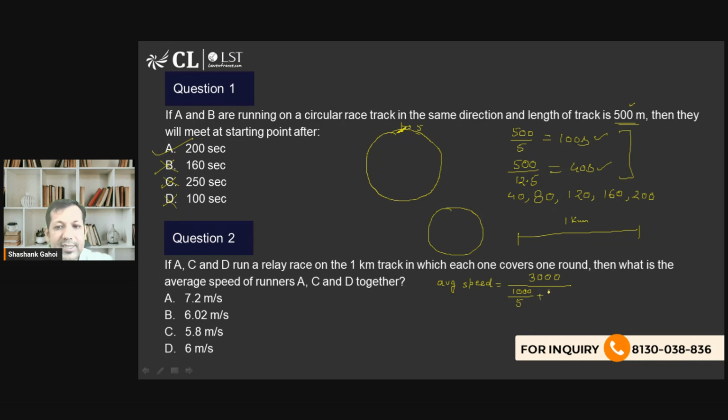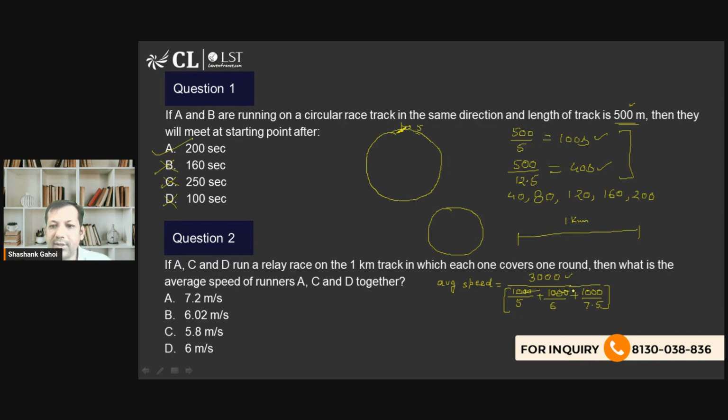The speed of C is 6. So how much time is C going to take? That is 1000 upon 6. So what is time? Time is distance upon speed. So total distance upon total time. So I am calculating the total time. This is the time of A. This is the time of C, and the time of D is going to be 1000 upon 7.5. So this is what we have so far, and I need to calculate this value.